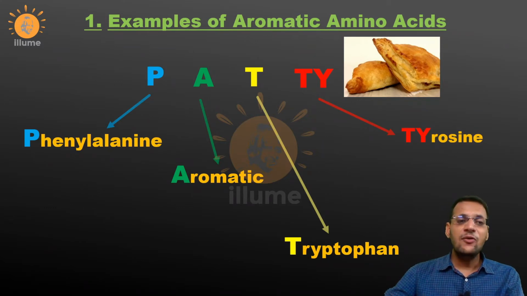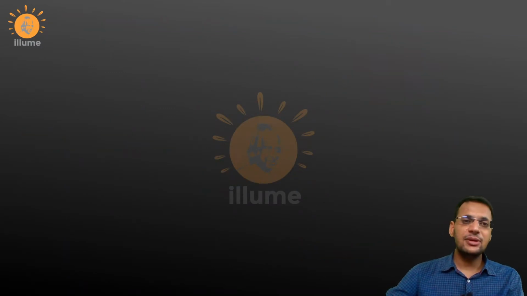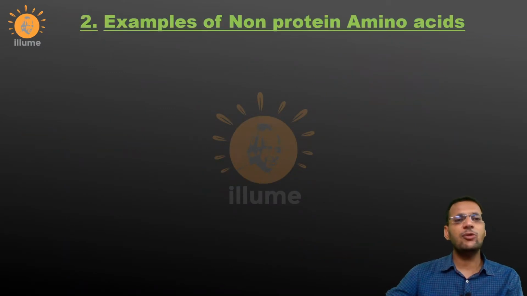That means phenylalanine, tryptophan and tyrosine, all these three are aromatic amino acids, and these questions are frequently asked in exams, so remember them. Next mnemonic would help us to remember the examples of non-protein amino acids.